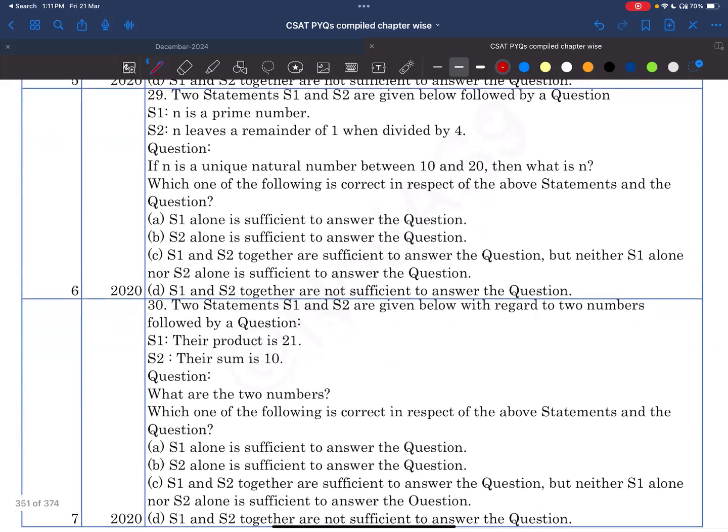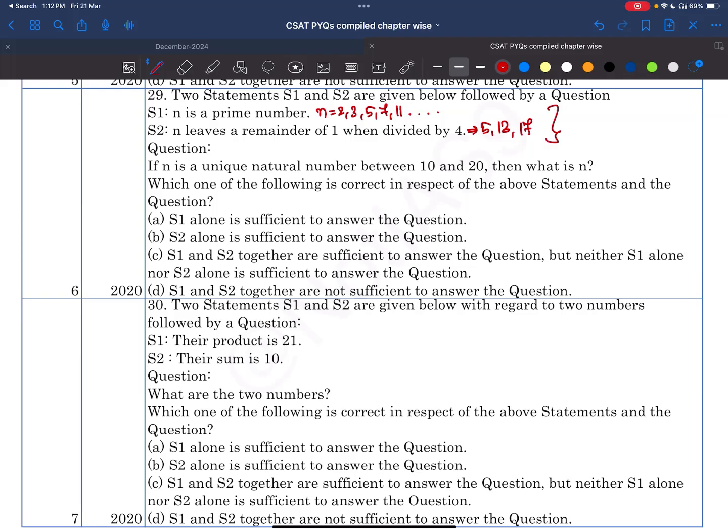Right? Let's go to the next question. Two statements S1 and S2 are given below, followed by a question. N is a prime number. That means N can take values 2, 3, 5, 7, 11, and so on. N leaves a remainder 1 when divided by 4. 5 will be the possible value, right? Next, 13. Right? Next, 17. Okay. If N is a unique natural number between 10 and 20, then what is N?